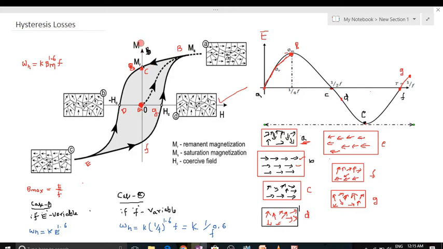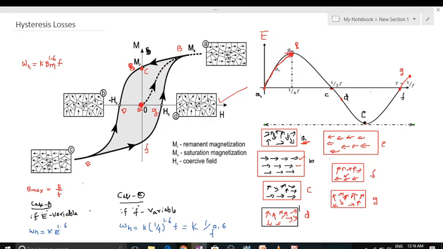On the y-axis I have taken B, and on the x-axis I have taken H. H is nothing but magnetic field intensity, B is nothing but magnetic flux density. So if an external voltage is applied to the transformer core, it will establish an alternating EMF due to the flux.